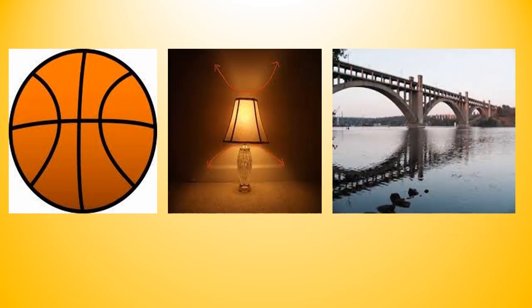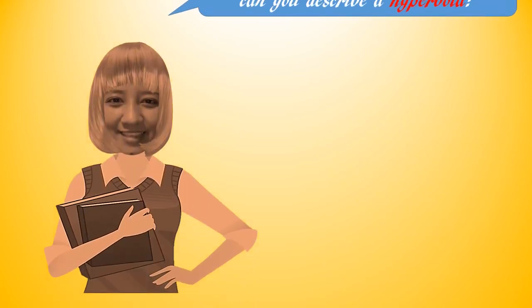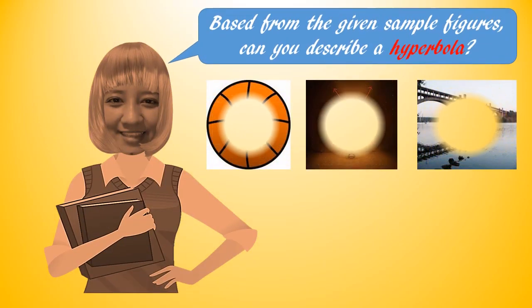Let us try to observe what type of conic section these objects represent. First, we have the ball. Second, there's this lampshade. And third, a sample of a bridge. Now, can you name what type of conic section these objects represent? Correct, it's hyperbola. Based on the given sample figures, can you describe a hyperbola?